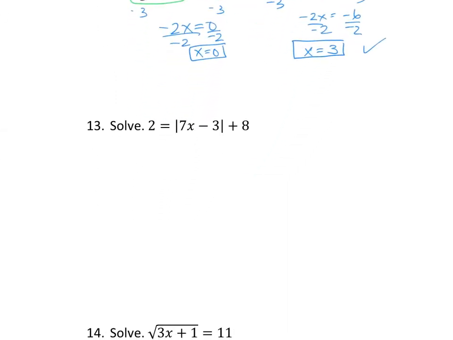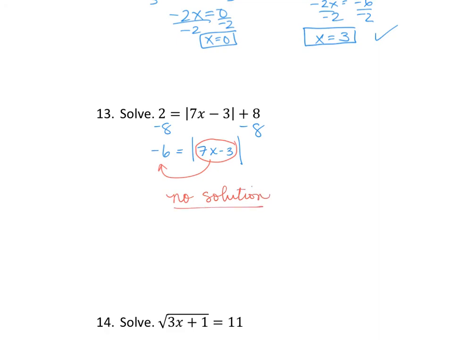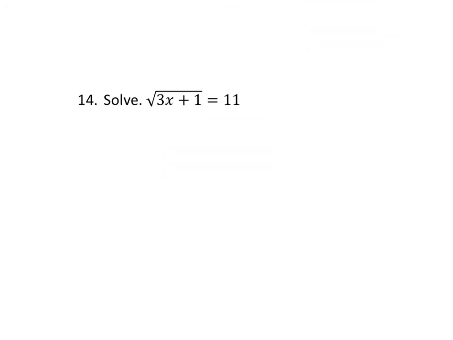For number 13, we have another absolute value equation. We're going to minus the 8. Minus the 8, we get negative 6 equals the absolute value of 7x minus 3. So this is asking us for the absolute value of something to equal negative 6. Well, wait a minute, absolute value makes things positive, so that can never happen. So there's actually no solution to this equation. There's nothing that will make that true. For number 14, we have a radical equation.